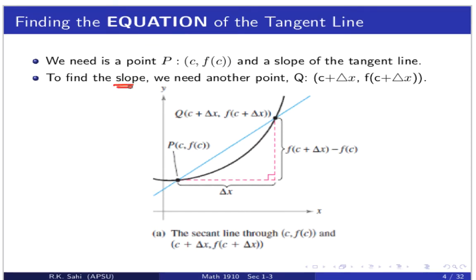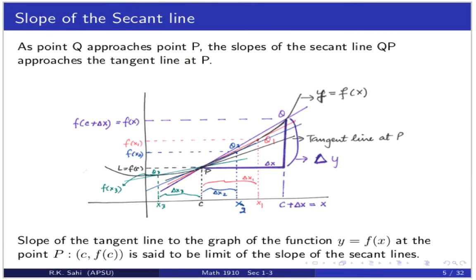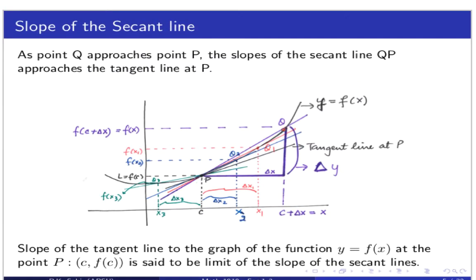Now to find the slope, we need another point Q. Remember that we draw a secant line through these points Q and P. And what we have learned previously is that as different points Q on the graph of the curve y equals f(x) approach the point P, the slopes of these secant lines QP will approach the slope of the tangent line at P. Okay, that's the key point: the slope of the tangent line to the graph of the function is nothing but the limit of the slopes of the secant lines.